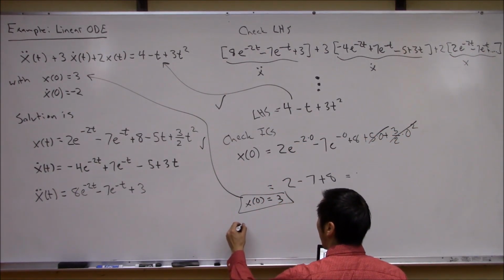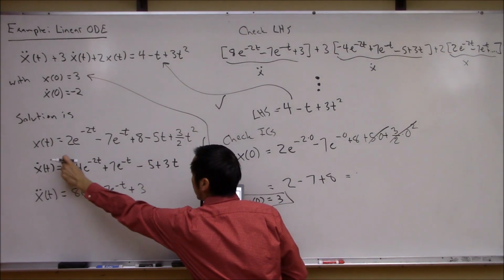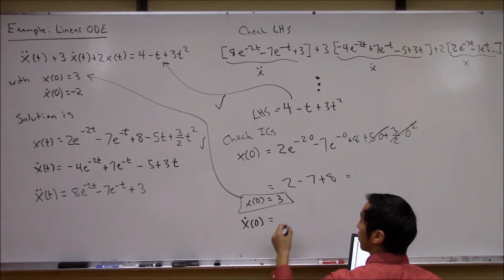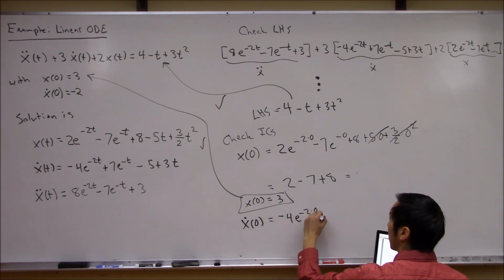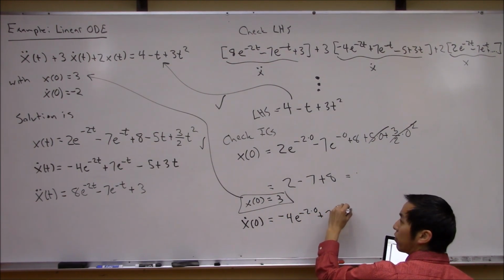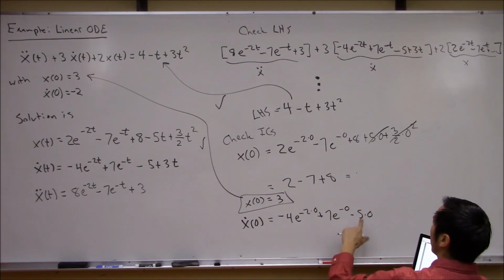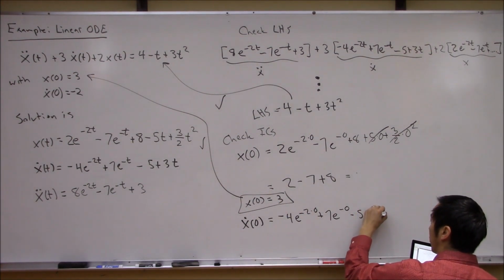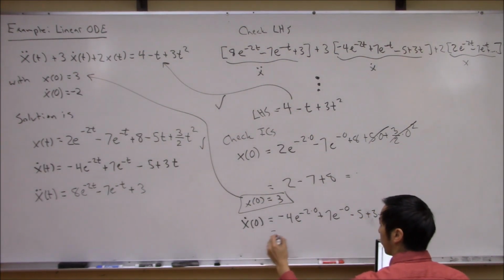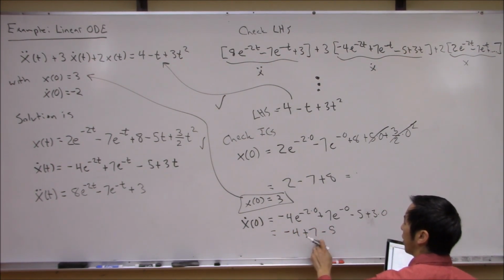Let's check our last one: x dot at time 0. Okay, so again, that means take x dot, this function right here, and evaluate it when time equals 0. So we end up with minus 4 times e to the minus 2 times 0, plus 7 times e to the minus 0, minus 5 times 0. No, sorry, that's just a 5 there, plus 3 times 0, right? So, okay, what do we end up with here? Minus 4 plus 7 minus 5.